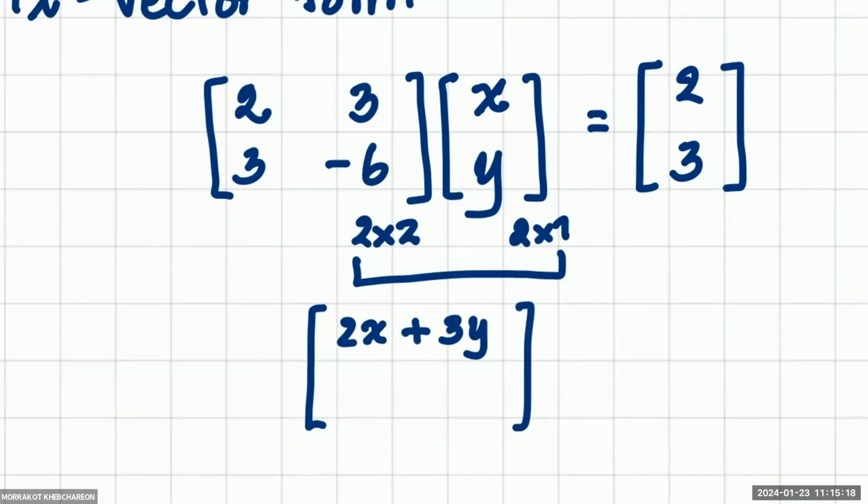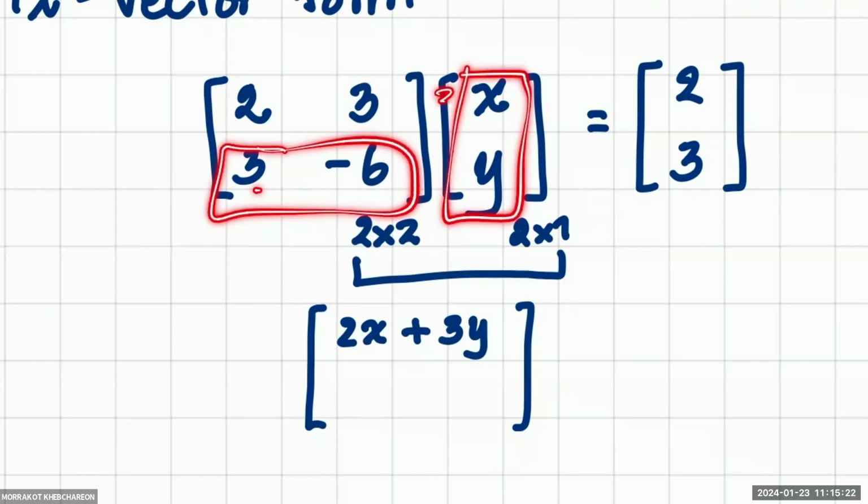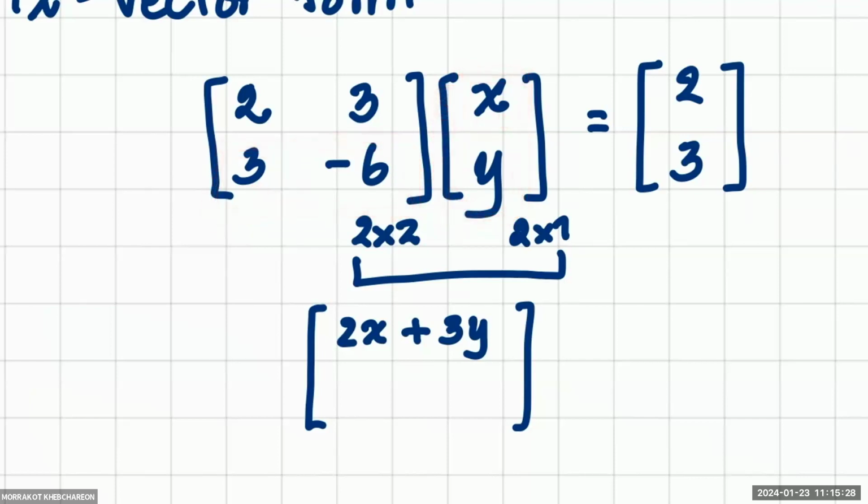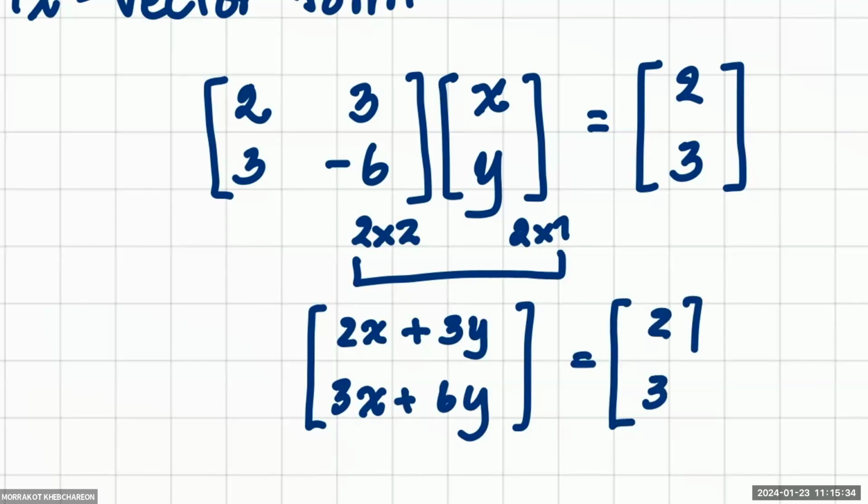The second one is the second row multiplied by this. Second row, you get 3, 6 here. You get 3x plus 6y equal to the right-hand side, which is 2, 3. The matrix on the left-hand side has dimension 2 rows and 1 column. The right-hand side has 2 rows and 1 column.